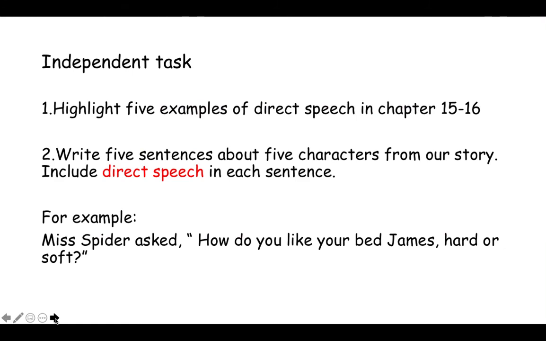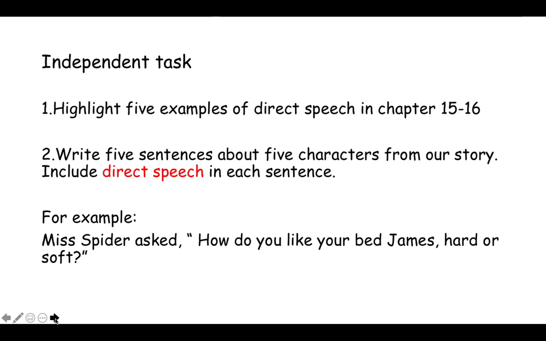So that was chapters 15 and 16. So your task today, you've got two activities, two questions. The first one, you're going to highlight five examples of direct speech in chapters 15 and 16. There are so many, so find five examples and write them down in your book.